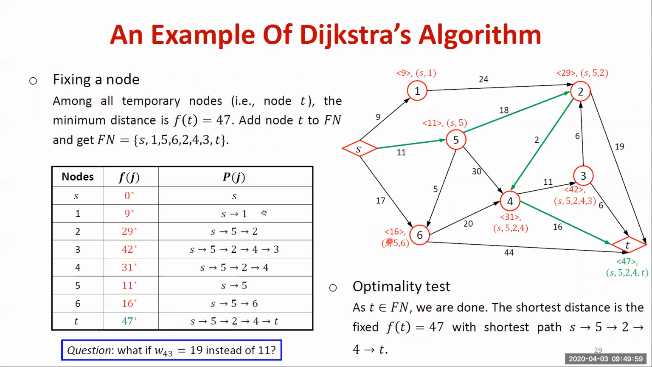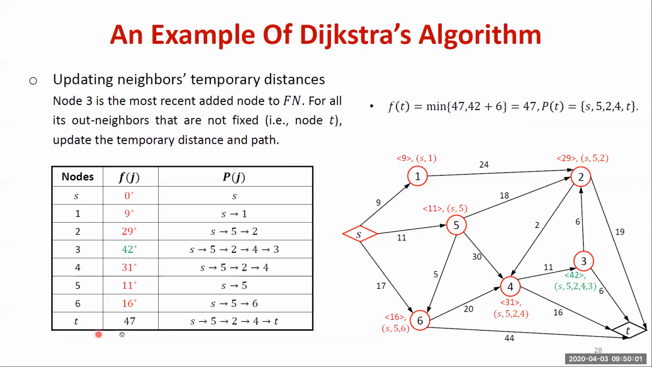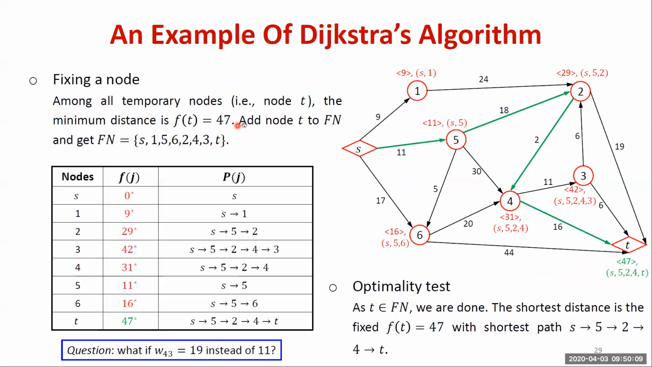And now, for optimality, you still need one more thing. Now you update the temporary nodes and fix a node. Your only candidate is t, so you choose t. Then you do the optimality test. Oh, t is inside. Okay, great, I'm done. So the shortest distance from S to t is 47, and the corresponding shortest path is S to 5 to 2 to 4 to t, and that's it.